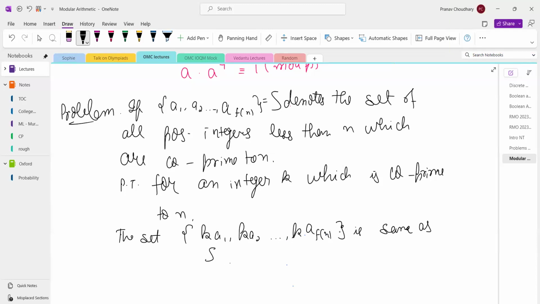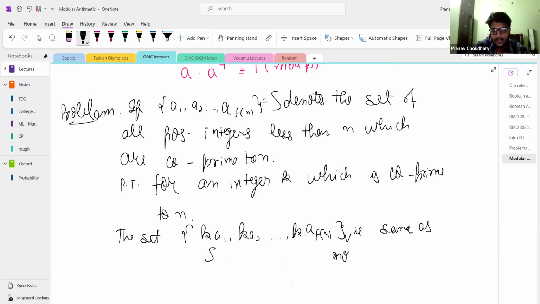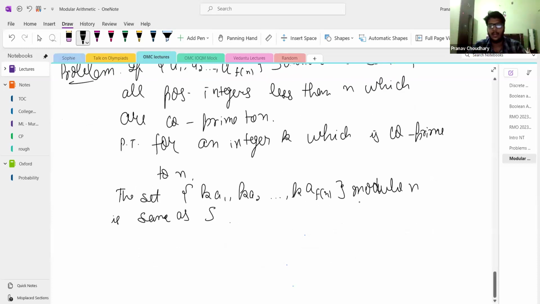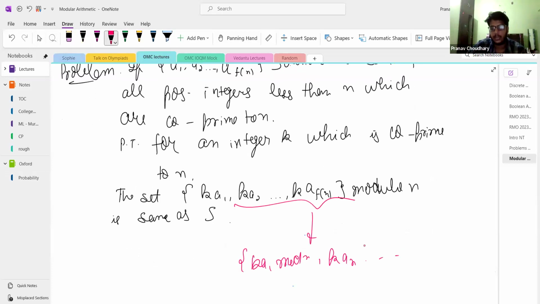Okay, no. This set modulo n. One second, let me keep this better. Modulo n. So what do I mean by taking a set modulo n? I just take every element and write its remainder when divided by n. So this is just the set ka1 mod n, ka2 mod n, and so on. So that is what taking a set modulo n just means.